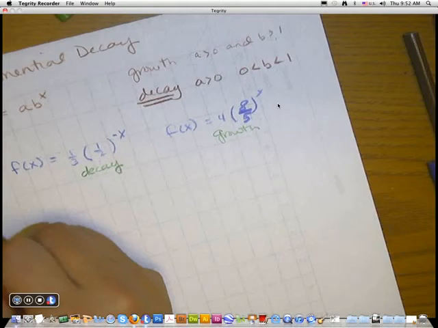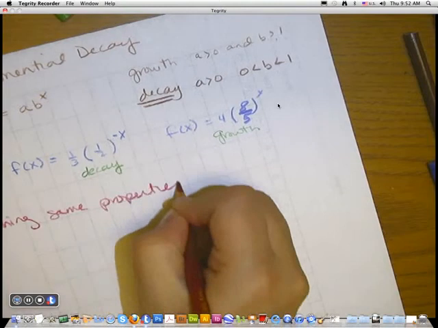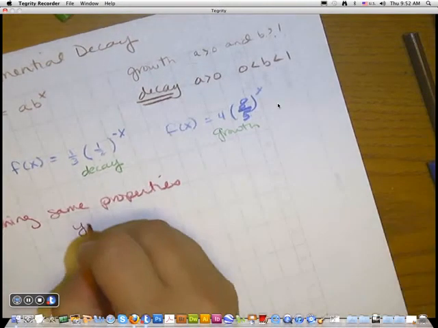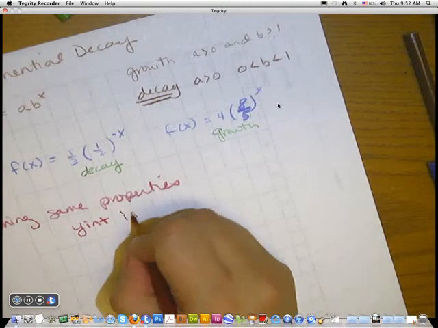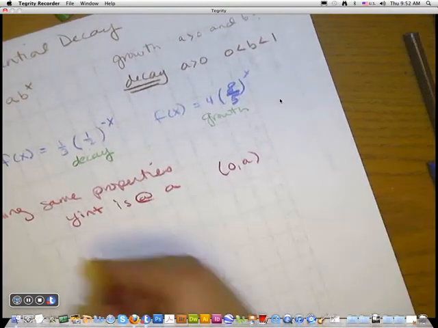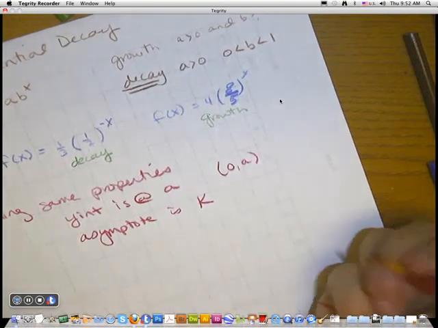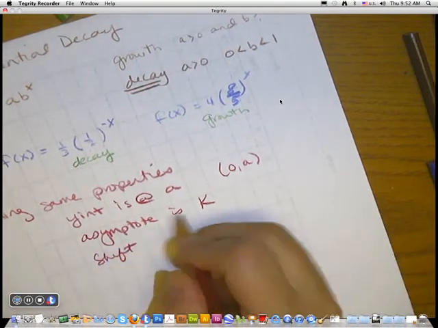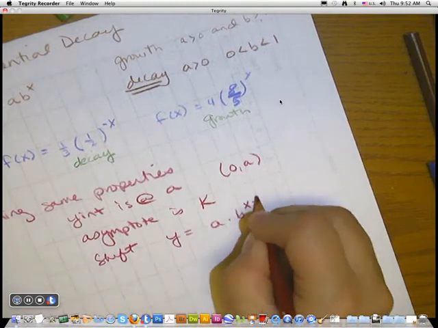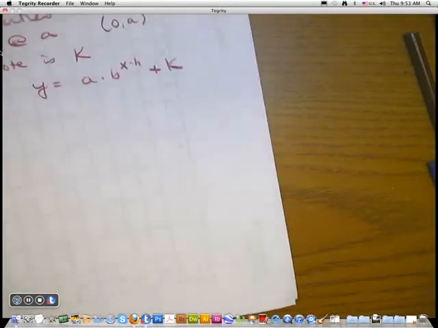When you're graphing a decay, it has the same properties as a growth. That means the y-intercept is at a, the point (0, a). The asymptote is k. And you shift all the same way. The h moves me left and right, the k moves me up and down. All right, so we're going to do a couple of these graphs.